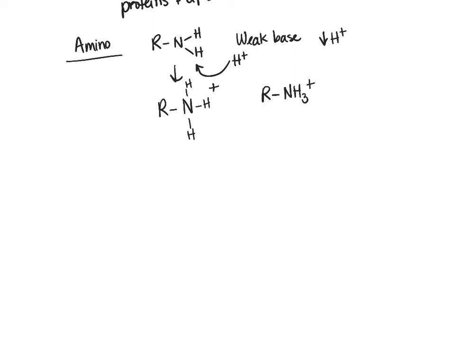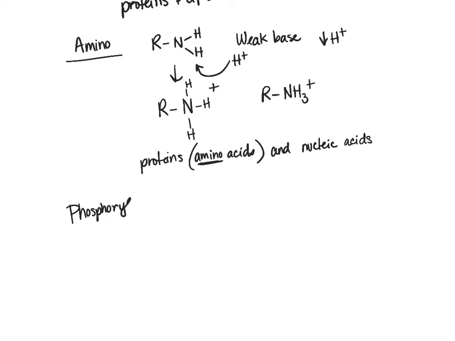So the amino group is important in proteins because what we see in proteins are amino acids. In the name there, amino acids are what make up proteins, and we'll take a closer look at that in just a little bit. So we see them in proteins and in nucleic acids. We'll talk about that later as well. And then our last one is our phosphoryl group, or the phosphate group. And remember, that one contains the phosphate, of course.